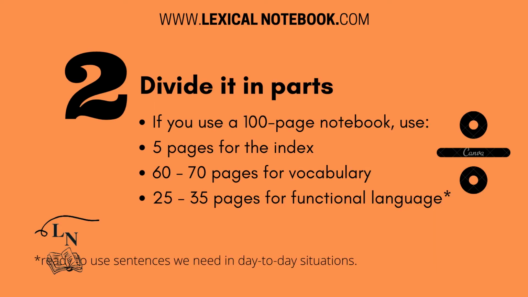Tip number 2. Divide it in parts. If you use a 100-page notebook, for example, you can use 5 pages for the index, 60 to 70 pages for vocabulary, and 25 to 35 pages for functional language. Functional language are ready-to-use sentences we need in day-to-day situations.